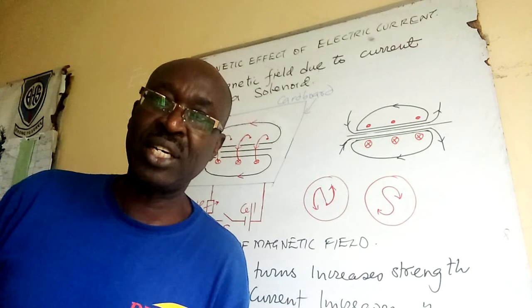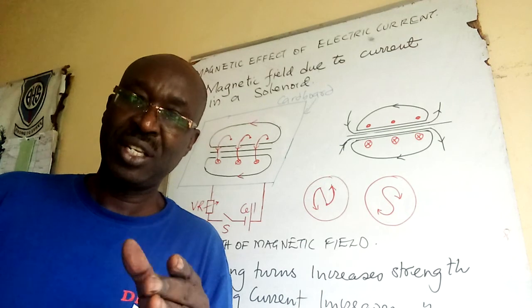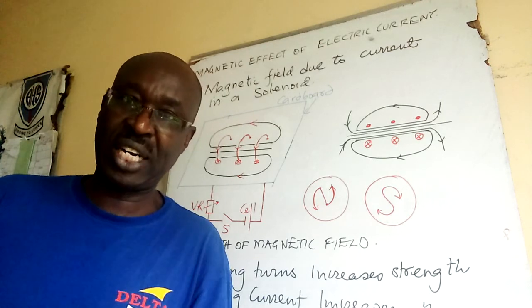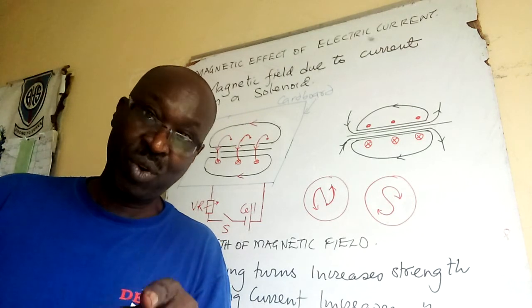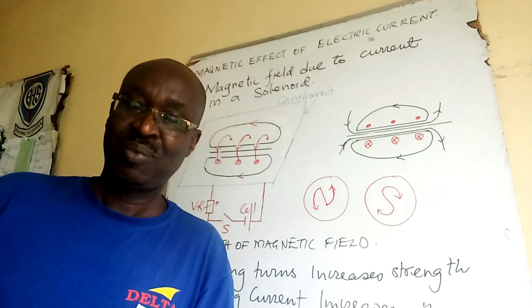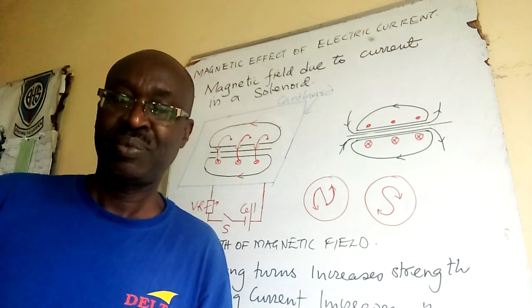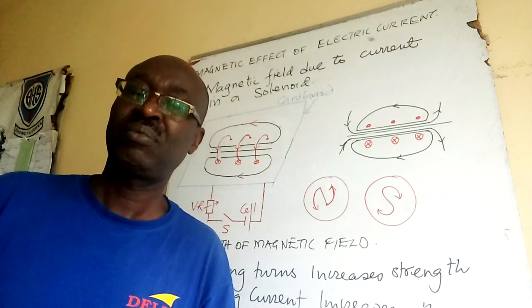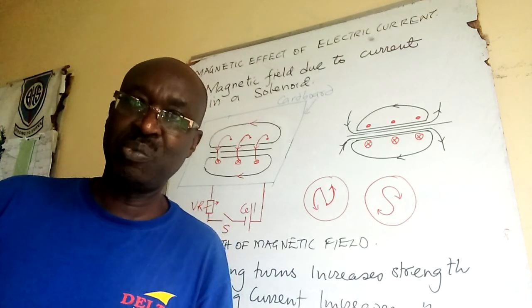In the previous lesson we looked at the magnetic field, that is the effect when current flows in a straight conductor. Today we are going to look at what is the effect when current flows in a solenoid. The effect is the same, a magnetic field. But how can we ascertain that there is a magnetic field when current flows in a solenoid?